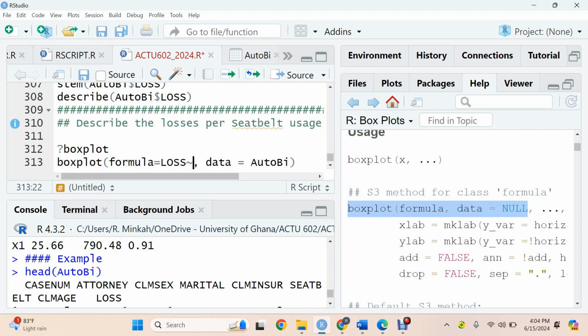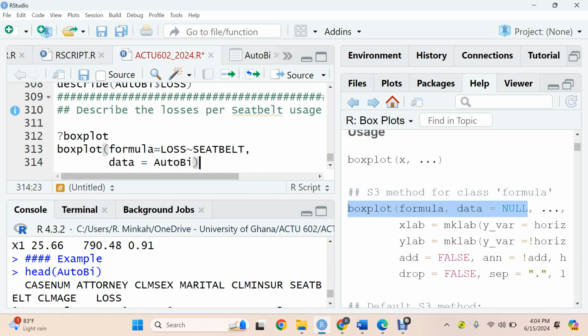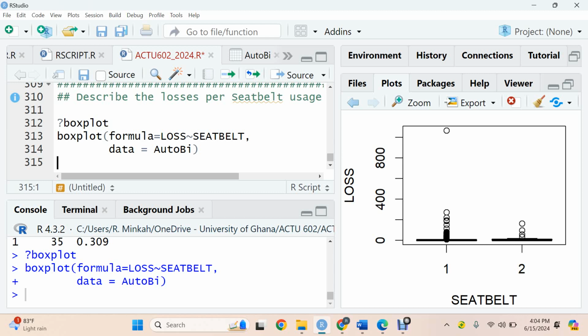And then you use tilde. So that is a formula, Y on X. So tilde, that should be on the extreme left, top left of your keyboard. Tilde, top left on your keyboard. You see it over there. Then what is our X? Our X is what? Seat belt, like this. So this is what we want to do. So we plot it like this.